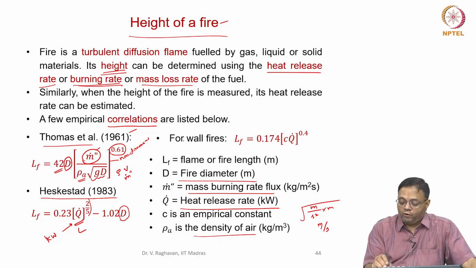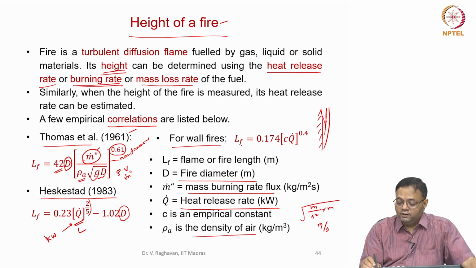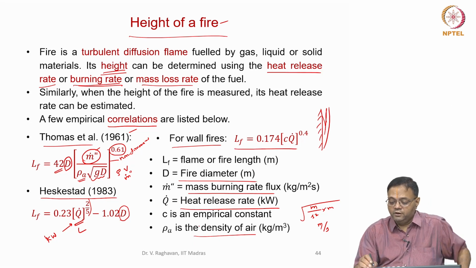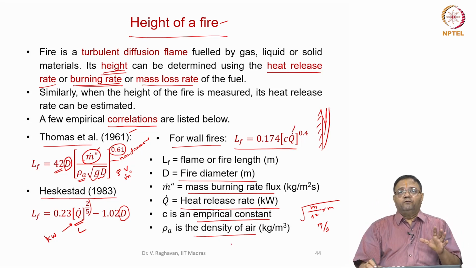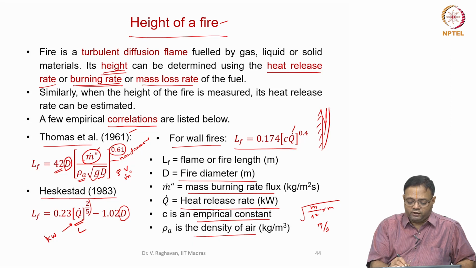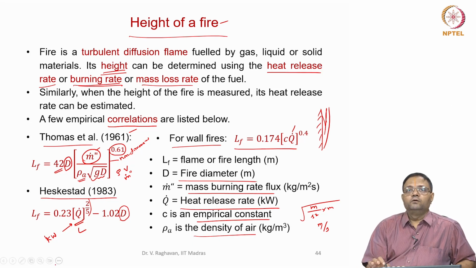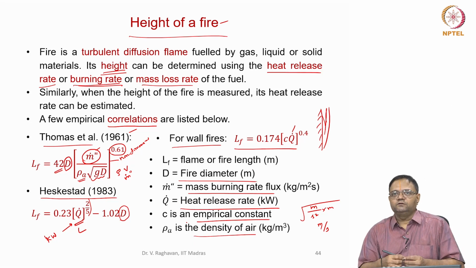Similarly, for wall fires, if there is a vertical wall which is actually burning, there is a correlation for the flame height which is 0.174 into some constant, into q dot. This is another empirical constant based upon the configuration, into heat release rate power 0.4. So, we can see that in order to determine the height of the fire, we can use the mass loss rate or the heat release rate and propose correlations for several configurations. These are the important correlations. We can also find several correlations in literature.